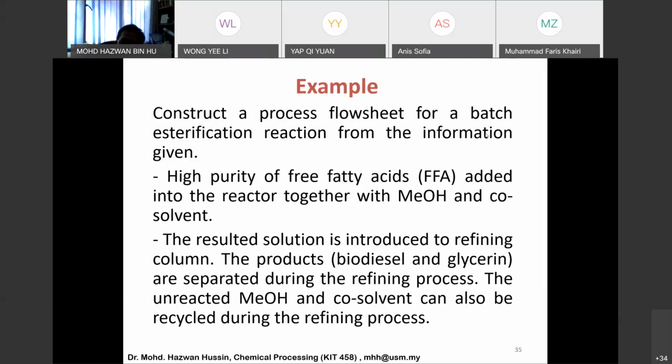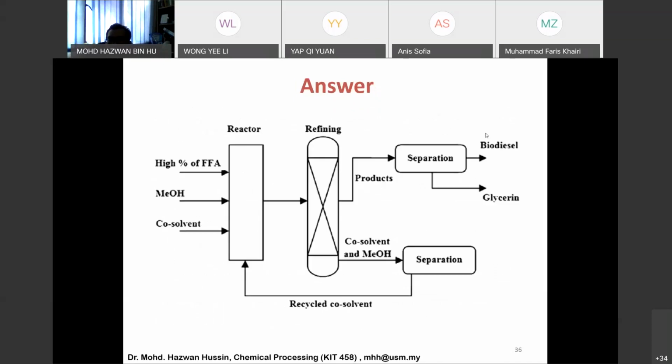So if the information is given over here, so you can actually imagine what will be the inlet, what will be the process, what will be the outlet, what will be the recycle things and others. So this is actually the drawings. You have a high percent of FFA, charged together with methanol and co-solvent. It goes into the reactor, and then after that it goes into the refining process where you will actually produce the products, okay, that later on separated as biodiesel and glycerin, and the co-solvent and methanol mixture will go into separation and recycle into the reactor again.